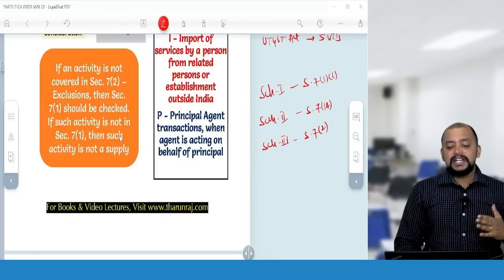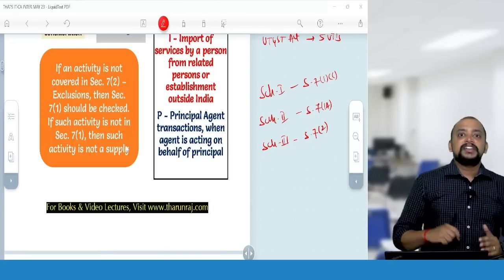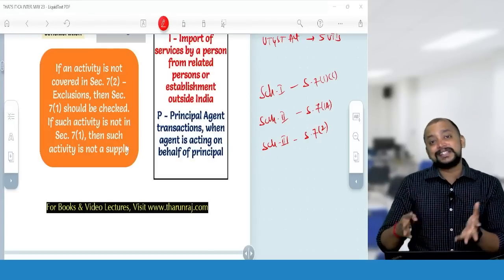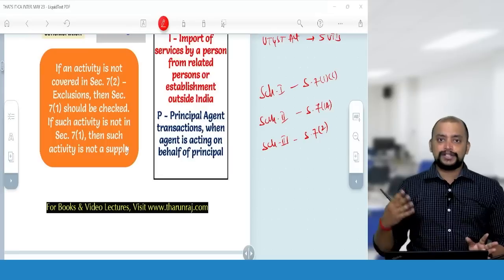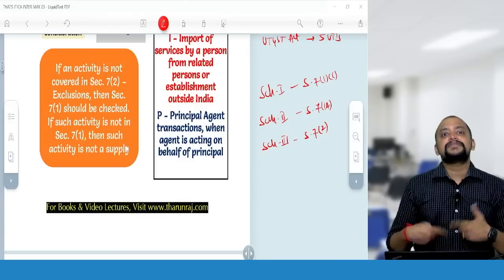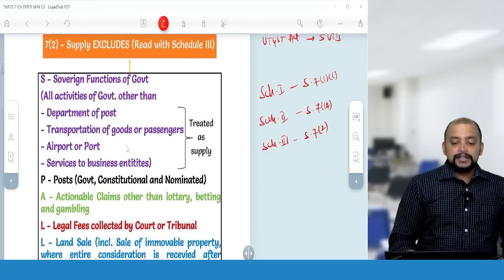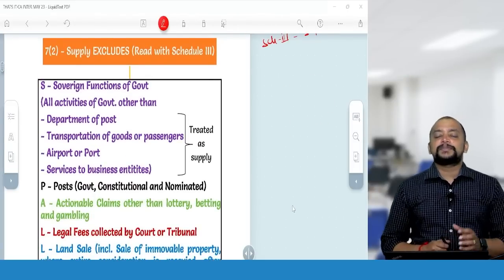If the activity is not covered under 7 subsection 1 also, then it is not a supply. Suppose the activity is covered under 7 subsection 2, which means it is excluded from supply, leave it. Suppose it is not covered under 7 subsection 2, exclusions from supply, check in 7 subsection 1. In 7 subsection 1 also, if it is not covered, then also it is not a supply. Now, in 7 subsection 2, we are discussing what are all excluded from the meaning of supply.